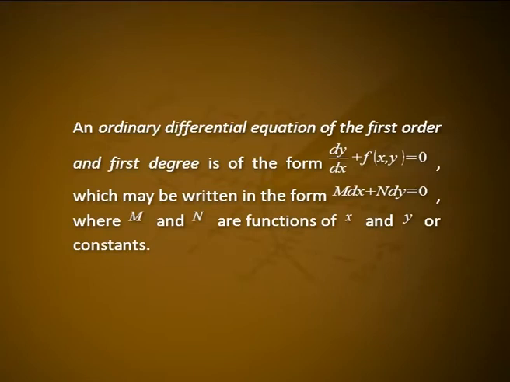An ordinary differential equation of the first order and first degree is of the form dy by dx plus f of x, y is equal to 0, which may be written in the form M dx plus N dy is equal to 0, where M and N are functions of x and y or constants. In this session, we shall discuss orthogonal trajectories as an application of first order and first degree differential equations, total differential equations and equations of first order but not of first degree.